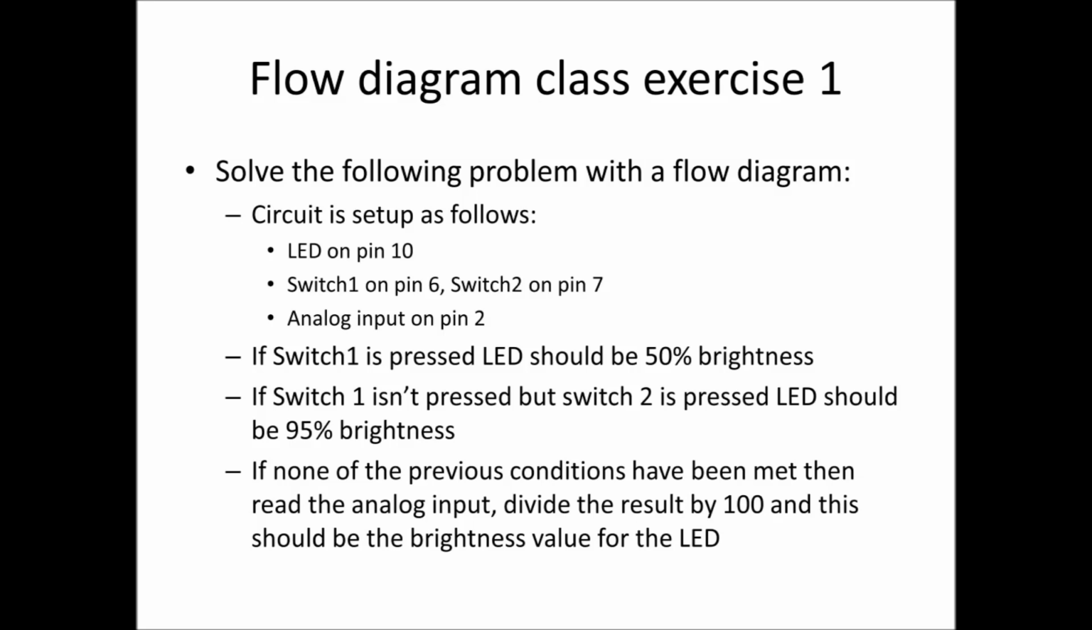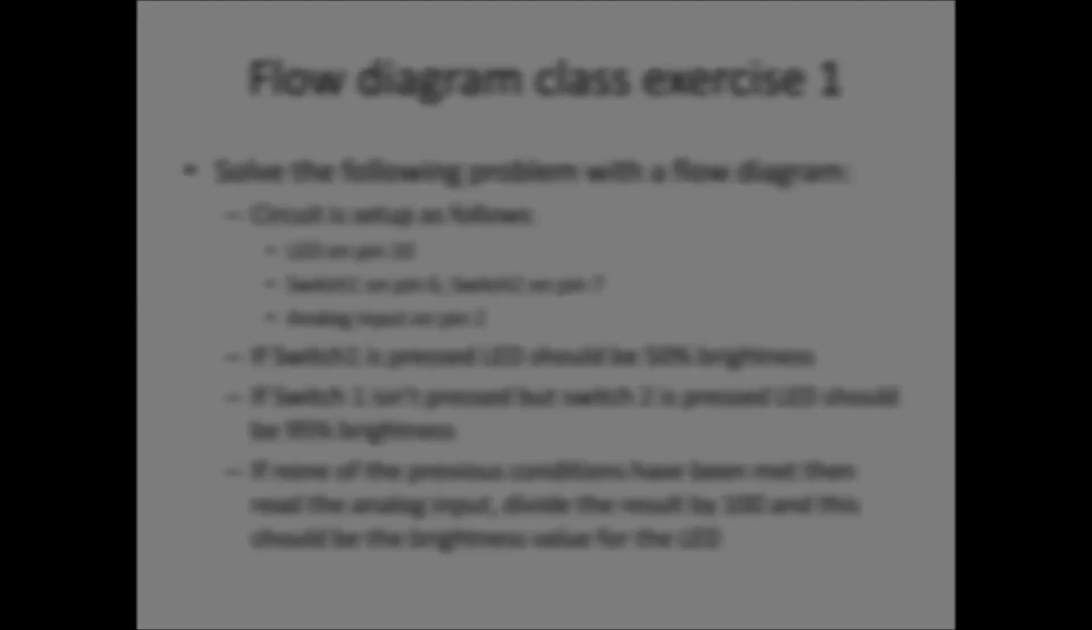If switch 1 is pressed, the LED should be at 50% brightness. If switch 1 isn't pressed and switch 2 isn't pressed, the LED should be at 95% brightness. Otherwise, if none of these conditions are met, what we need to do is read the analog input, divide it by 100, and then we supply this result as the LED brightness. You'll notice there's a few different conditions here, a few different things that we need to work with. Still not overly complex, but let's go ahead and see how we can implement this, first with a flow diagram and then with our code.